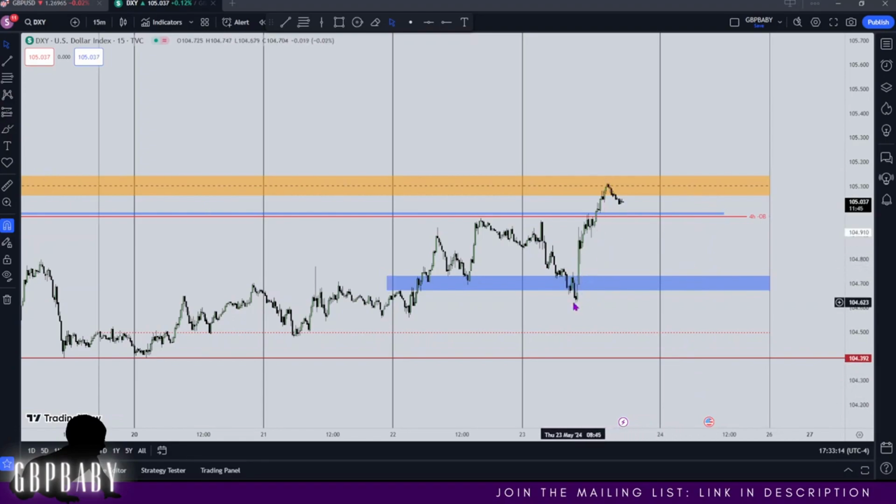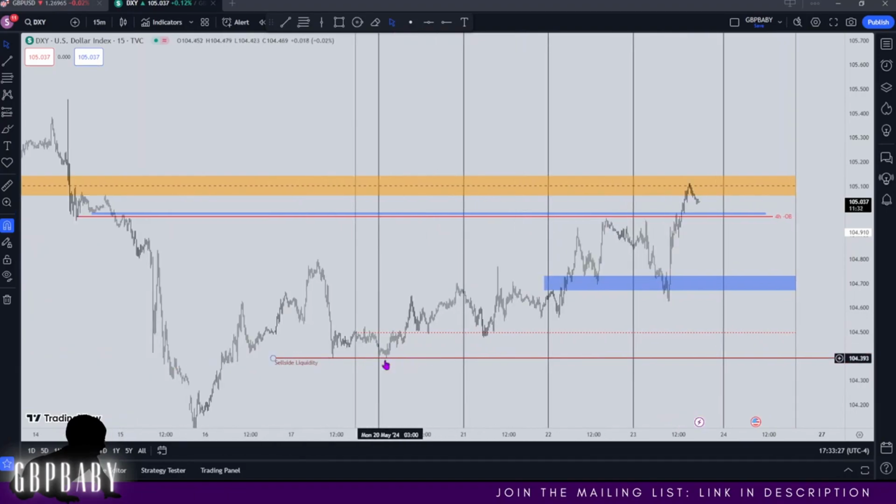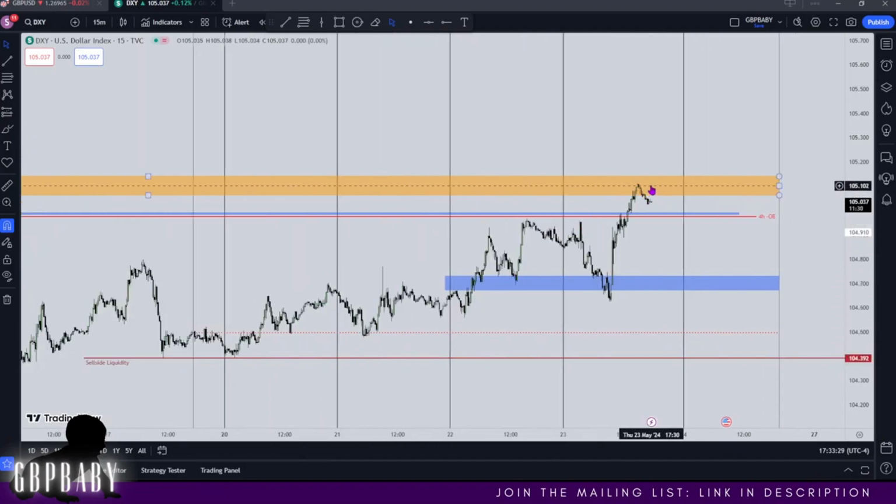We also need to take note of each of the day's lows. For example, we've got a Thursday low here that hasn't been taken out. We've got a Wednesday low here that hasn't been taken out. We've got a Tuesday low here which hasn't been taken out. And we've got that Monday low which I've had my eyes on all week. So we might have one of those Fridays. I forgot what they're called.